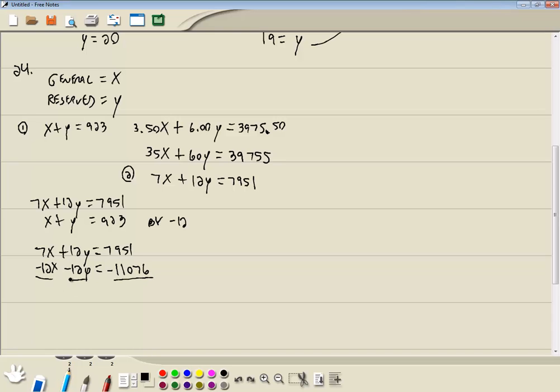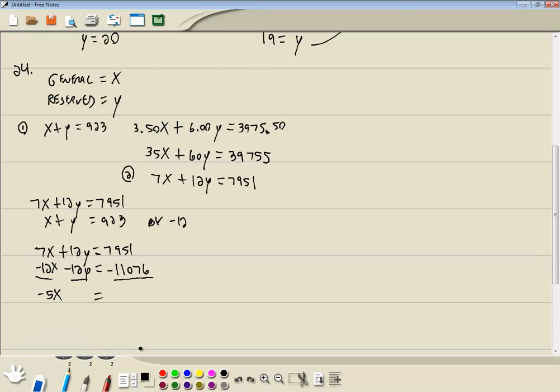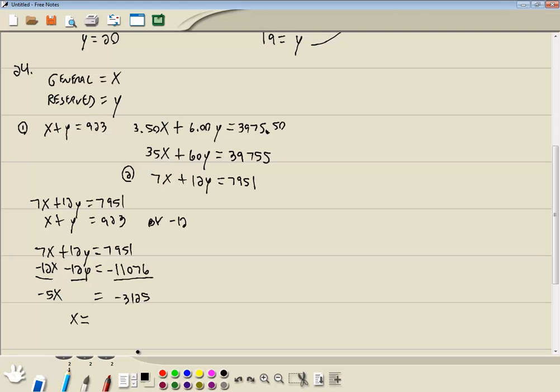And I'm going to add these now. 7x minus 12x is negative 5x. Negative 12y plus 12y cancels. That plus 7,951 gives us negative 3,125. Divide both sides by negative 5. Then we get 625. And that would be the number of general admissions.